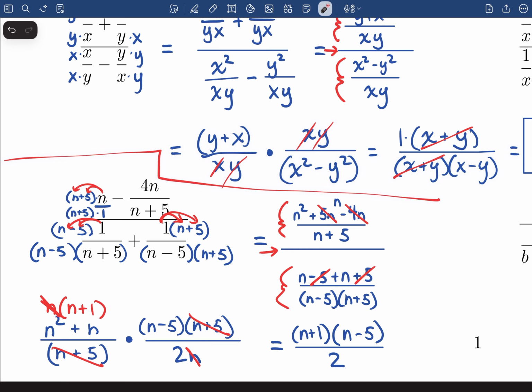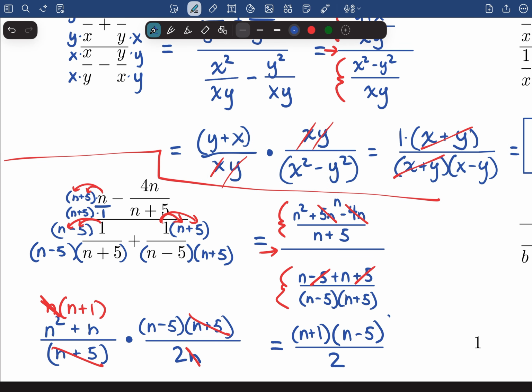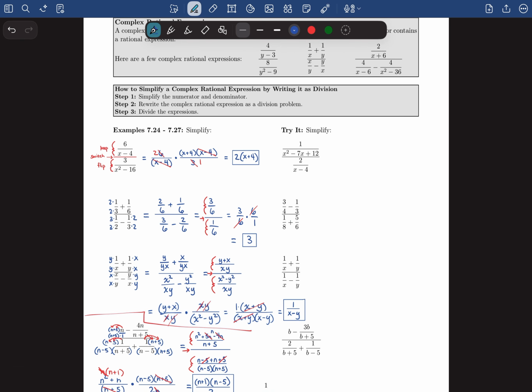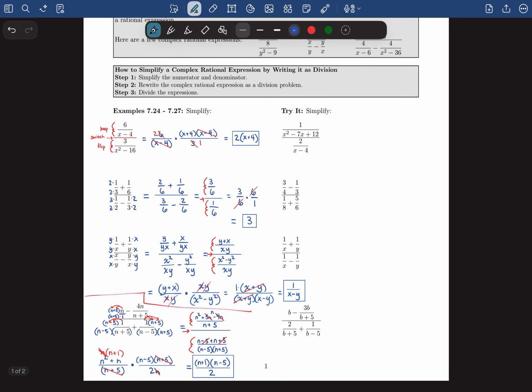That's the only thing left on the bottom, this 2 right here. And so my final answer is n plus 5 times n minus 5 divided by 2. Great. And so here we have simplified a variety of complex rational expressions together.